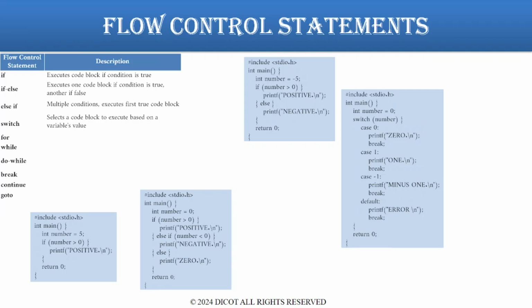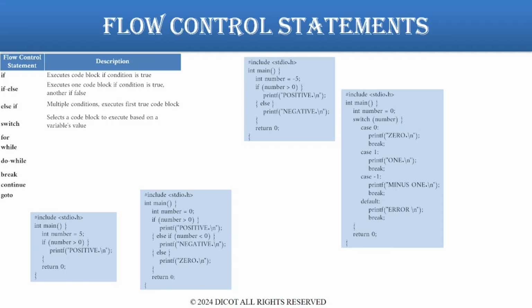Similarly, we can assign a value 1, -1, or -5 to the variable number and check other cases. In case if the value is 1, the second case will hit, case 1. If the value is -1, the third case will hit, case -1. For -5, the default case will hit and the program will print an error.